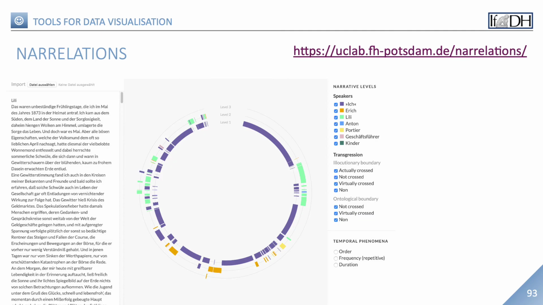Another tool is NarRelations, which is designed for the visual analysis of specific narrative phenomena. Here you can link the nesting and distribution of narrative levels and their correlations in a text that you have uploaded to specific temporal phenomena. In addition to assessing overall patterns in a story, the interface allows you to focus on individual passages and annotations by coupling visual and textual analysis.